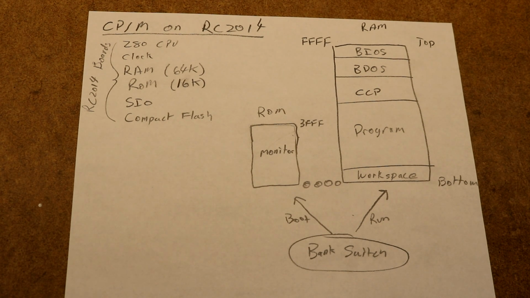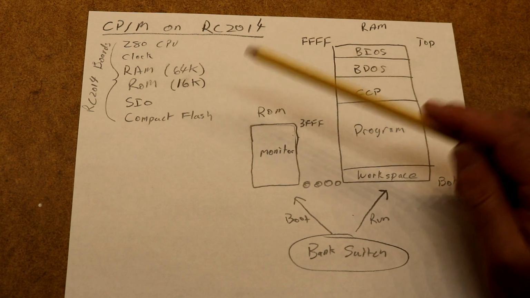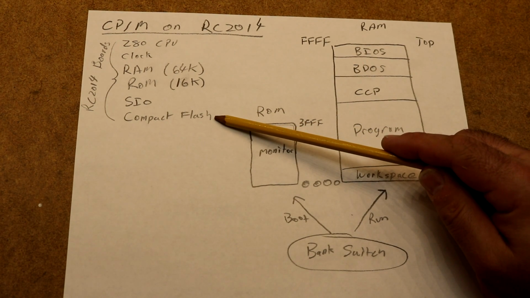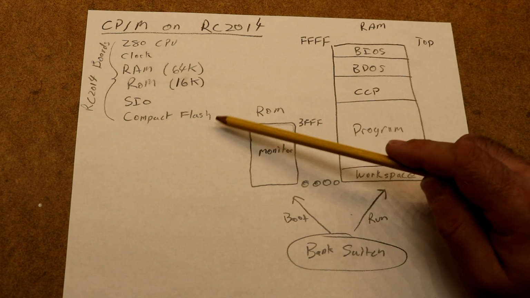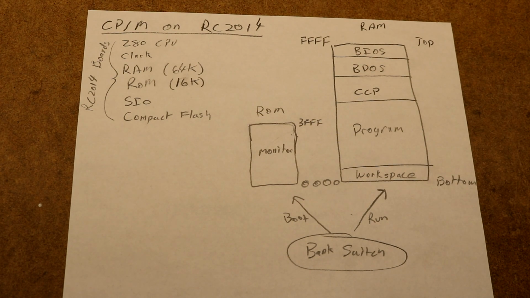This blog post is going to be on running CPM, and we're going to have to introduce a new board for that, but first let's state some of the requirements that we're going to have for CPM. CPM is a disk operating system, so it's going to need a disk, and we're going to use compact flash for that. The previous blog post right before this one discussed the compact flash board.